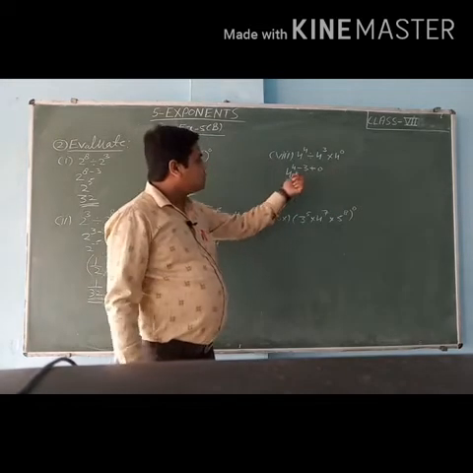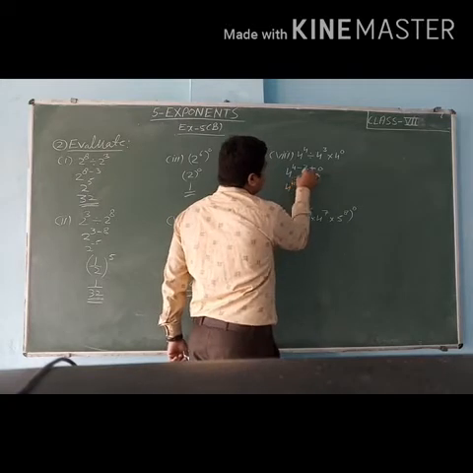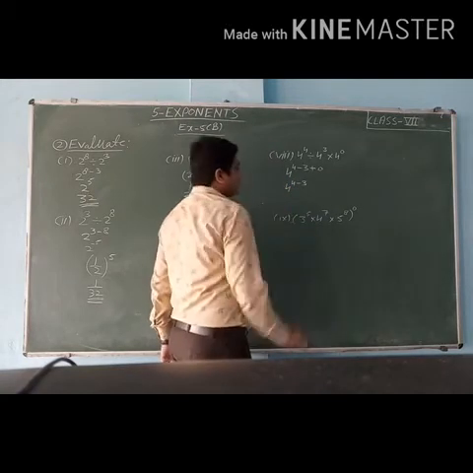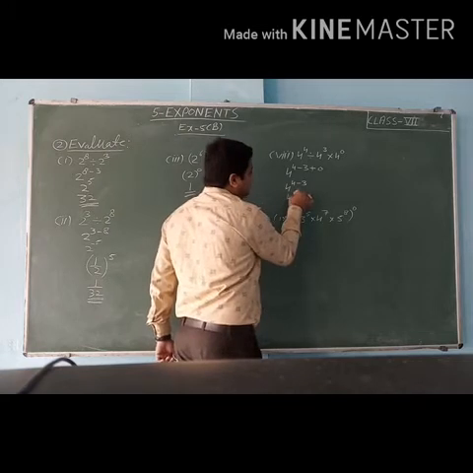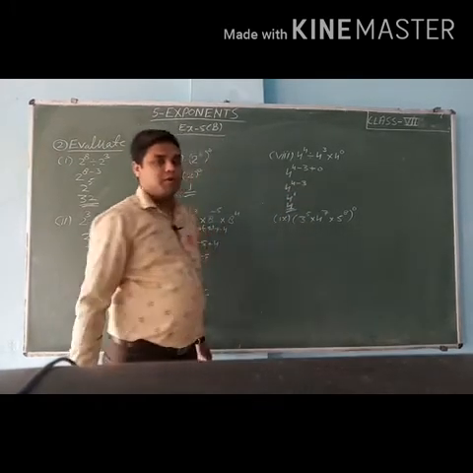So same, first add positive. So 4 plus 0 means 4, then minus 3. So 4 raised to the power 4 minus 3 means 1, it means 4. So the answer is 4.